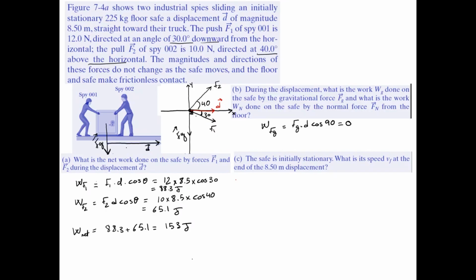We're also interested in the work done by the normal force. I also have a normal force in this case because the safe is placed on the floor. So this also makes an angle 90 with D. So the work done by the normal force is 0.